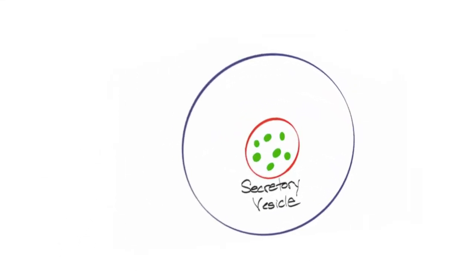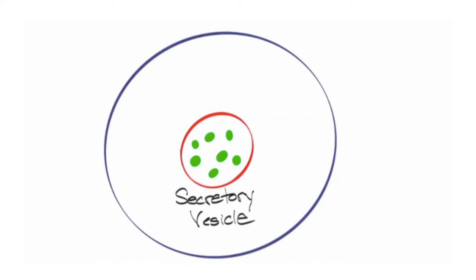Okay, so let's start off by looking at just a general cell. The large blue circle is the plasma membrane of a cell. The red circle is representing a structure within many cells, if not all cells, known as a secretory vesicle. Secretory vesicles contain some sort of signaling molecules. It could be a hormone like insulin. It could be neurotransmitters within a nerve cell. Secretory vesicles within nerve cells have a specialized name, synaptic vesicles, but they serve the exact same function.